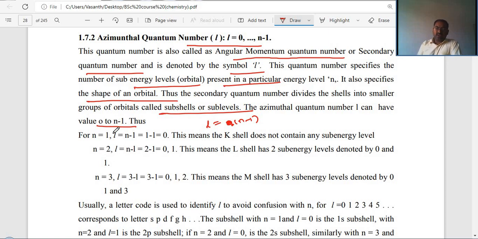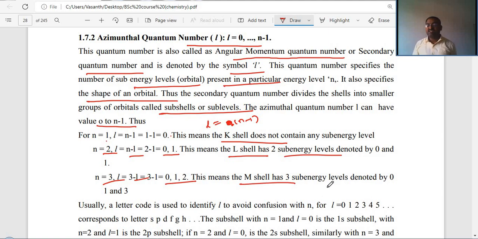Here, when n is equal to 1, the L value is equal to 0, that is, the K shell does not contain any sub-energy levels. N is equal to 2, that is the L shell, has 2 sub-energy levels denoted by 0 and 1. N is equal to 3, L is equal to 3 minus 1. What are we getting? 0, 1, 2. This means that the M shell has 3 sub-energy levels denoted by 0, 1 and 2.